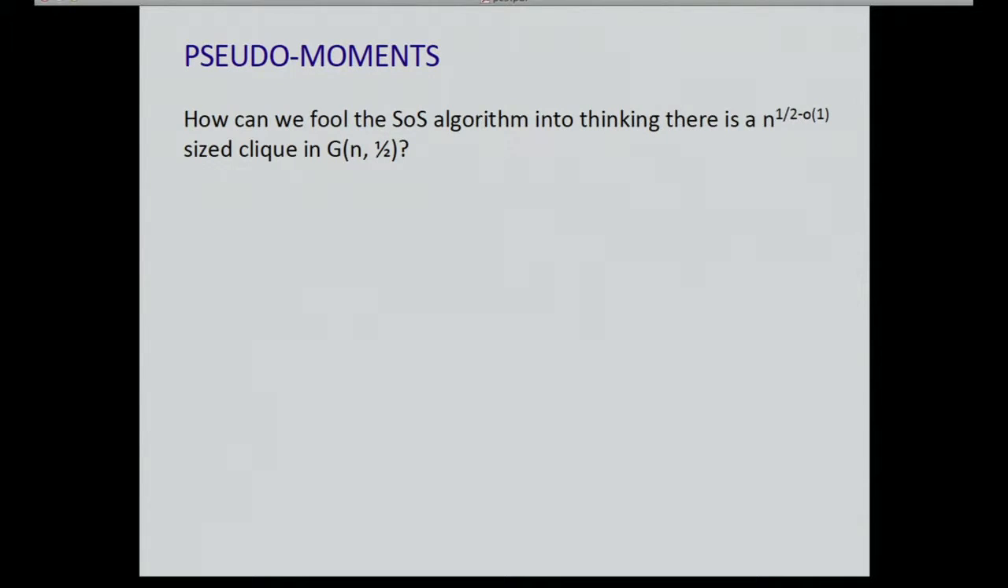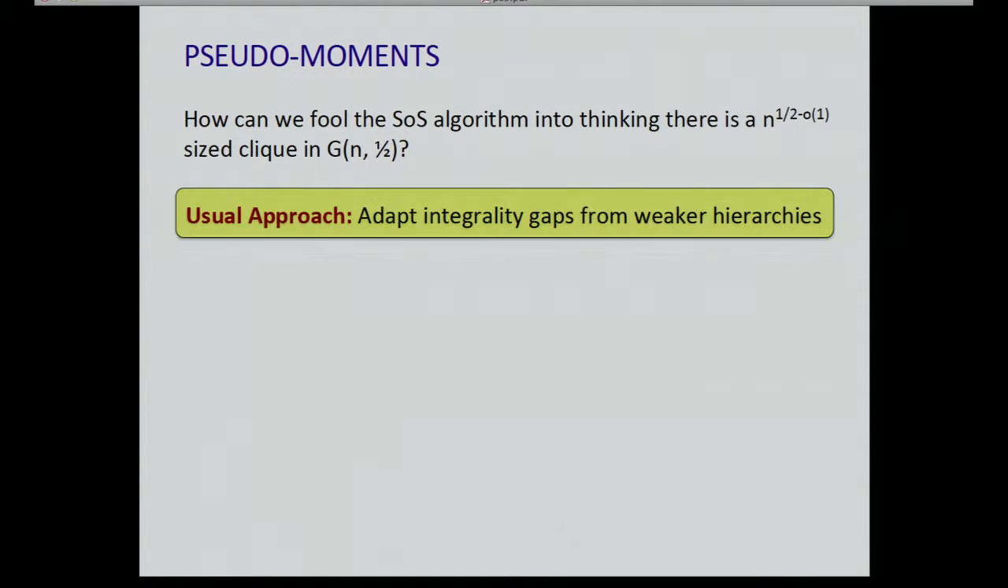You're given a graph from G(n, 1/2). It only has size log n cliques, but how can I create a pseudo-expectation operator that is wildly different than an expectation, but still meets all of these self-consistency constraints of the pseudo-expectation?